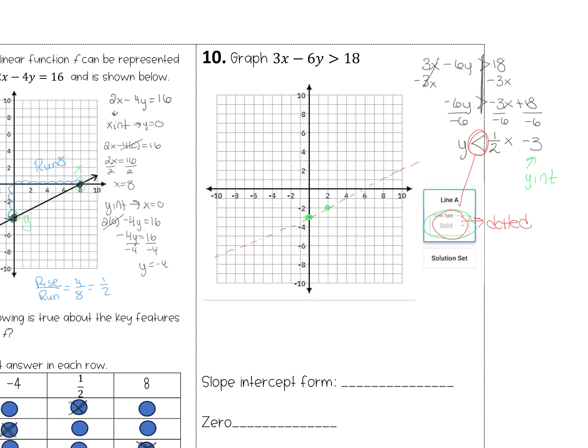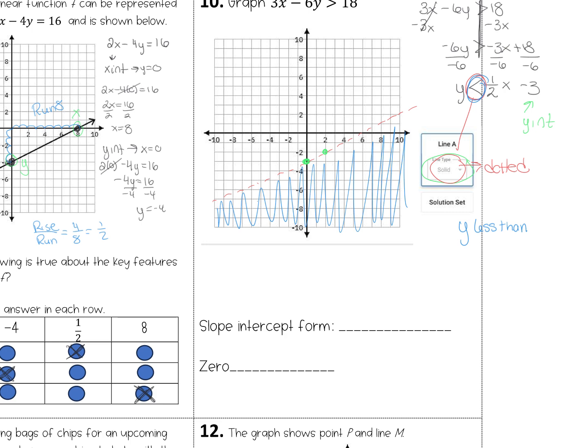So there's my line. Because I remembered to flip my inequality sign, this right here, y is less than. Less than means you should shade down. So my slope-intercept form is y is less than 1/2 x minus 3.